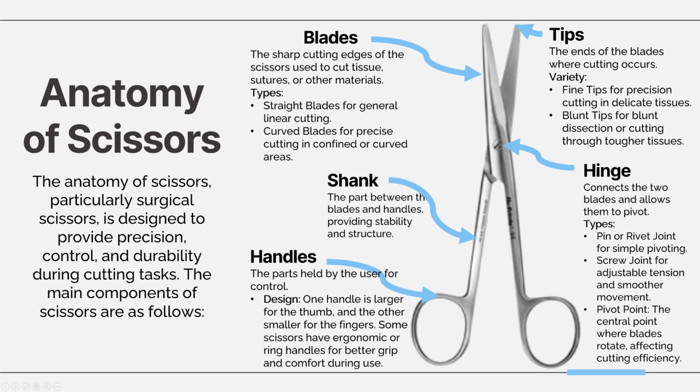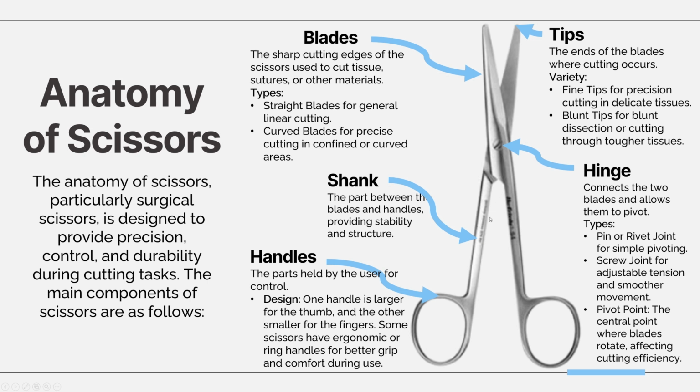All right, now we're going to look at the anatomy of scissors. So we are going to start off with blades, which are the cutting parts of the scissors. They can be straight or curved, smooth or serrated. Serrated blades grip tissues, while smooth blades are used for clean cuts. The tips, so the ends of the blades, right? It's these ones here. They can be sharp or blunt. Sharp tips are more for precise cutting, while blunt tips are used to avoid injury.